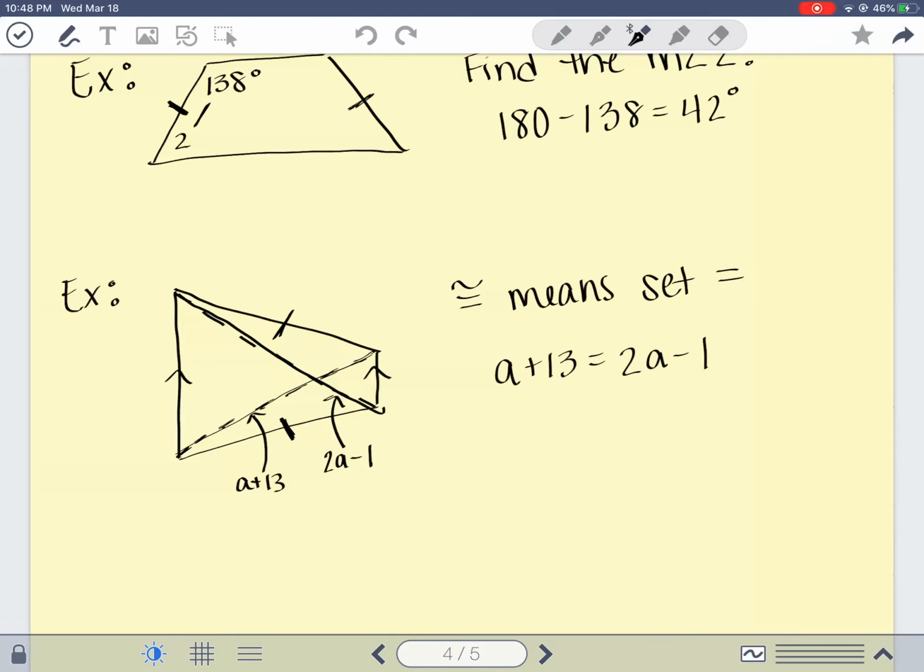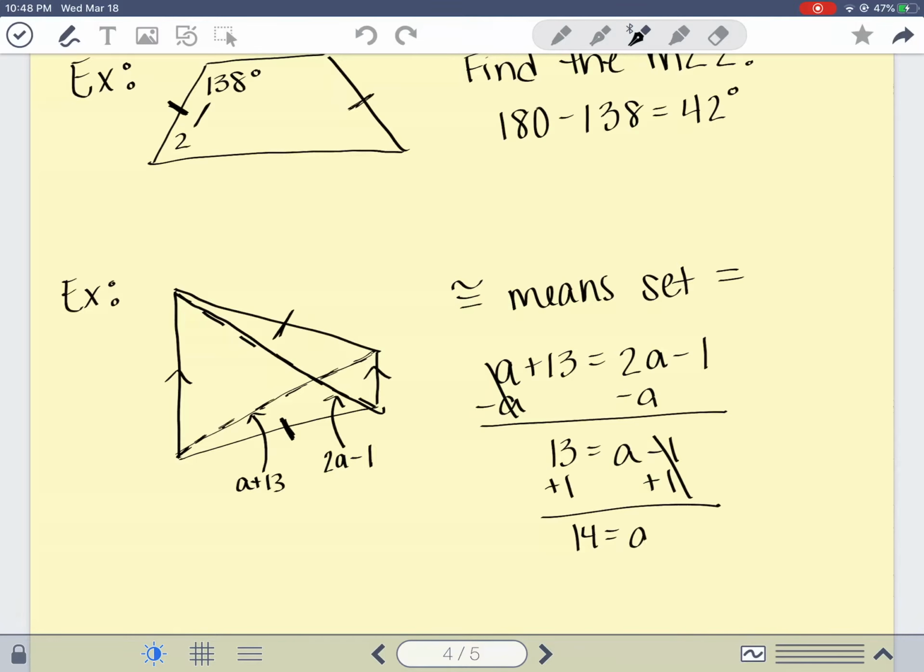Okay, so first we subtract our a on both sides. So we get 13 equals a minus 1. Add that 1 to both sides, and we get 14 equals a. And we can always plug it back in to make sure. So 14 plus 13 is going to give us 27. 2 times 14 is 28, minus 1 gives us 27, and they are the same.